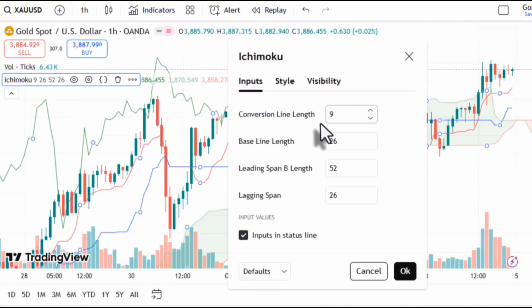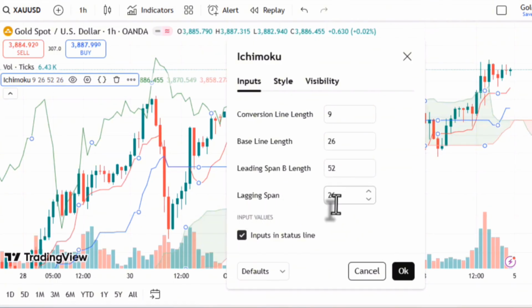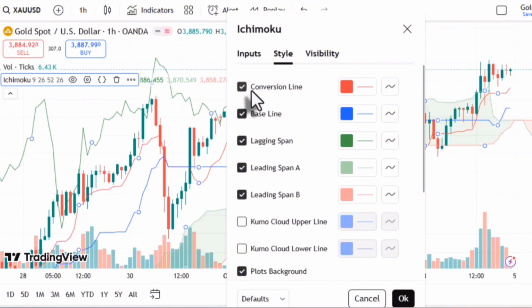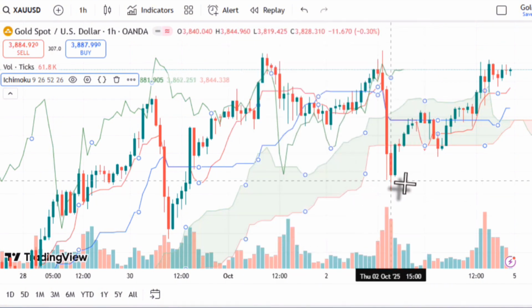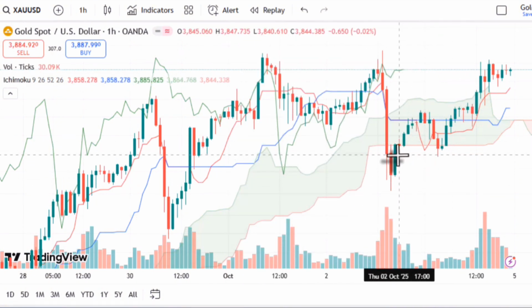We'll put the conversion line to 9, the baseline to 26, the leading span B to 52, and the lagging span to 26, which we don't use that often anyway. In the style section, make sure you set the conversion line color to red and the baseline to blue. Once you do that, hit OK, and you're all set. Now the Ichimoku indicator is ready on your chart for you to use.